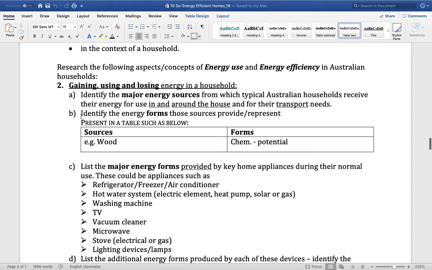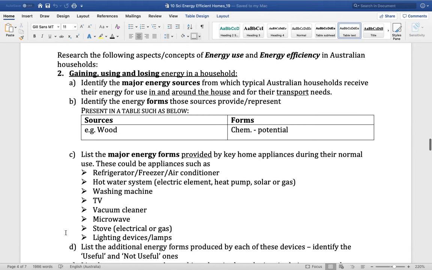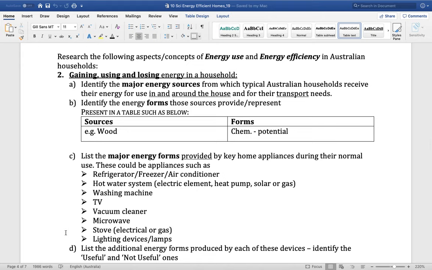Our question 2 is sort of broken into 5 parts, but it's really only 2 parts. Okay, so question 2A says gaining, using and losing energy in a household. So this question wants you to identify the major energy sources from which typical Australian households receive their energy. Okay, so that's pretty much relating to what you would write about in the first paragraph of your assignment.